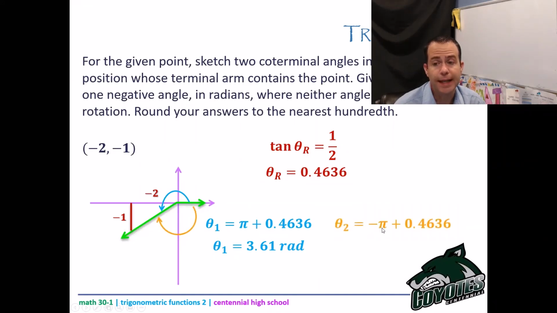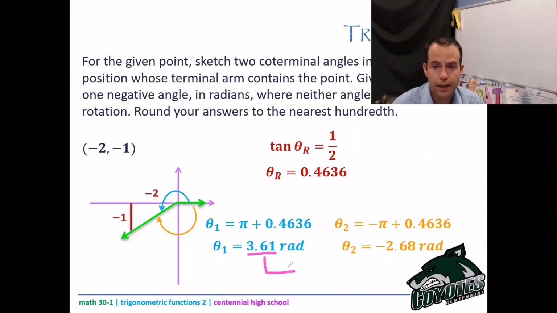So I went negative theta plus 0.4636, the first thing I suggested, and that gives me negative 2.68. But if you want to check, and if you liked the other way better, go 3.61 and subtract a full circle, so subtract 2 pi. That would also give you negative 2.68.